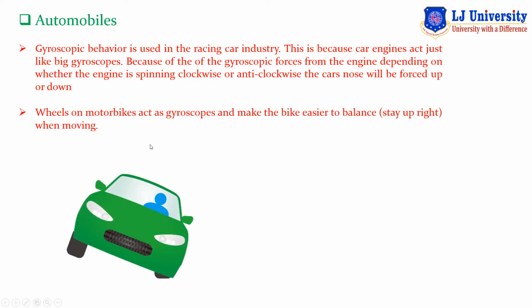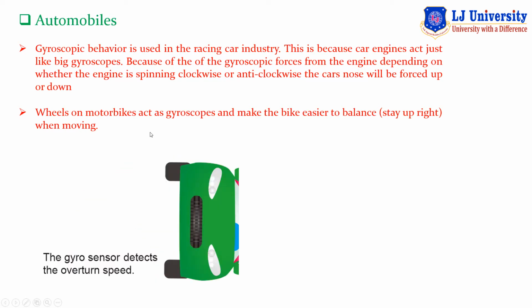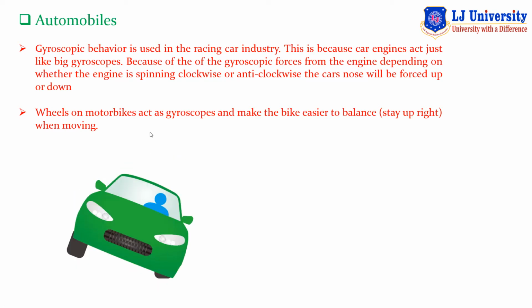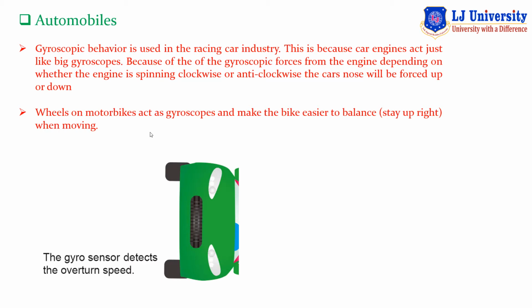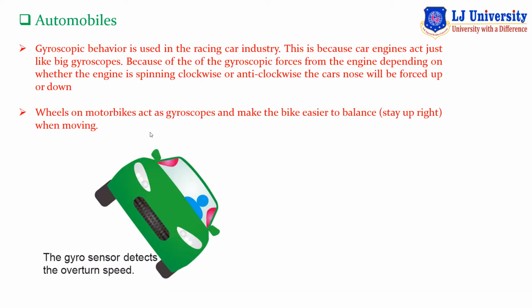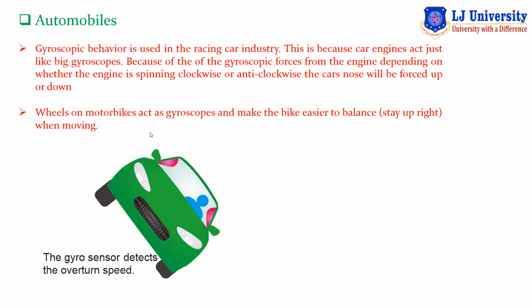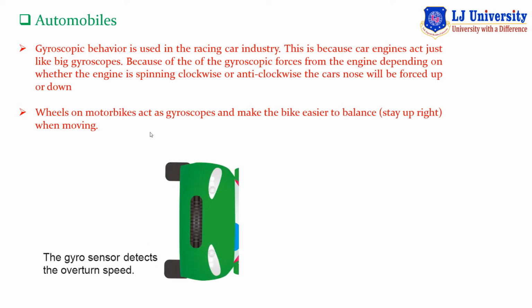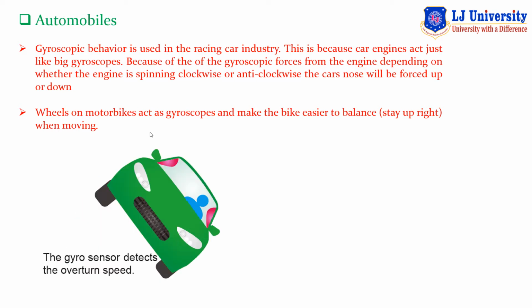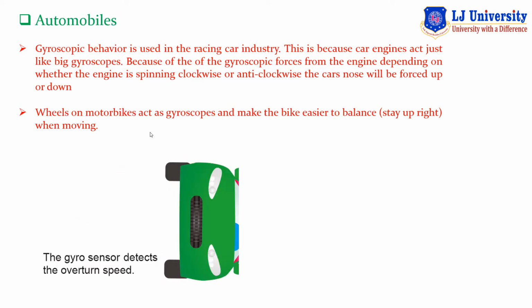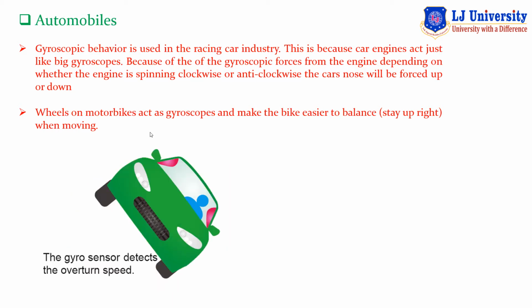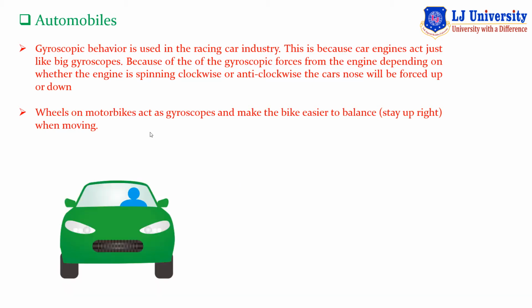Now we have to discuss the application of gyroscope in automobile. In an automobile there is no gyroscope provided in the body. We just realize or feel the gyroscopic effect in cars or bikes. Clear? So gyroscopic behavior is used in the racing car industry.